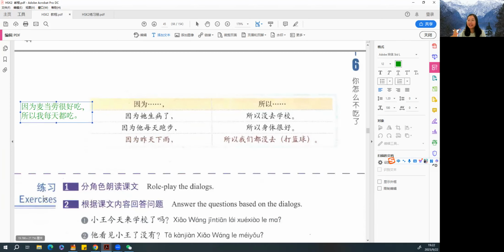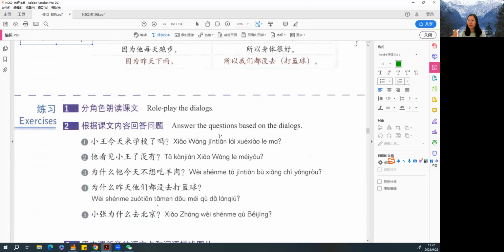All right, so let's take a look at the exercise. I'm going to ask you this question and you are going to try your best to answer in Chinese. All right, the first. 小王今天来学校了吗?